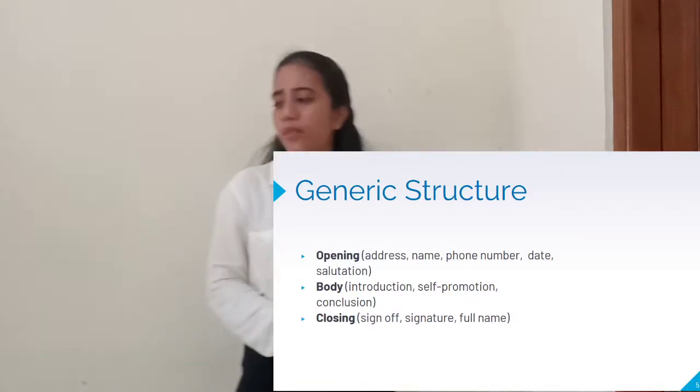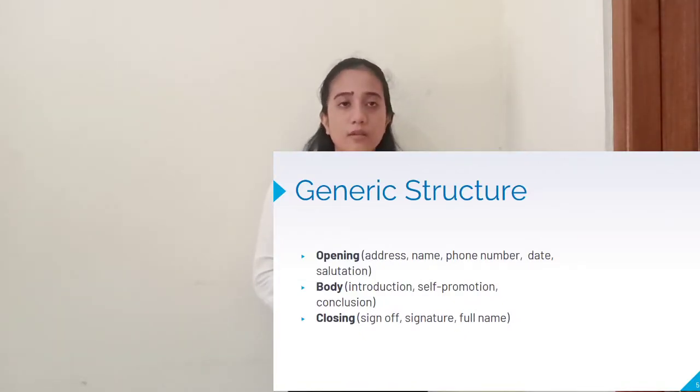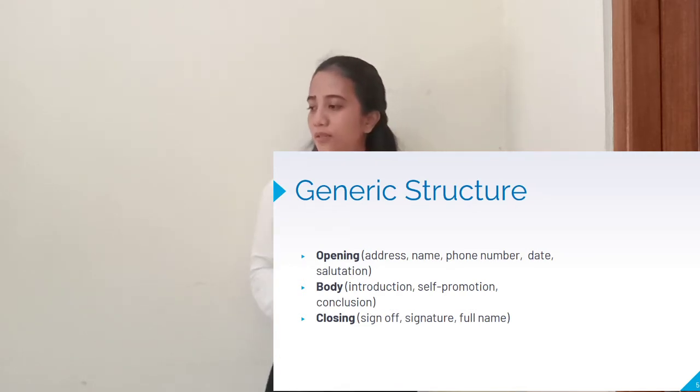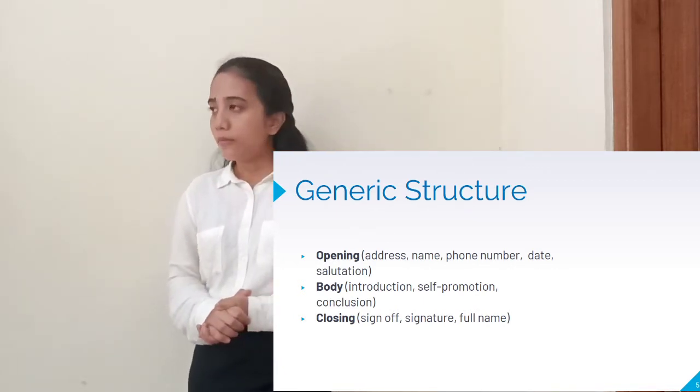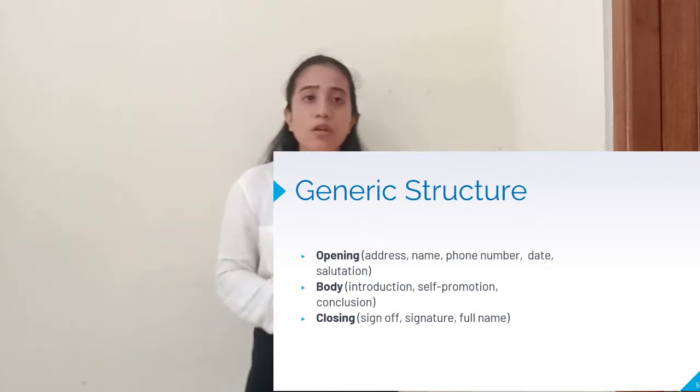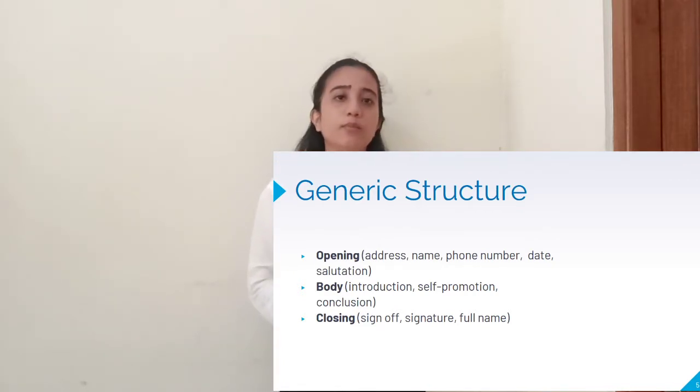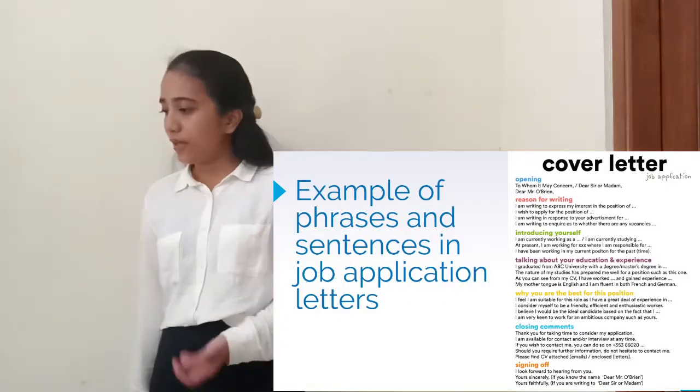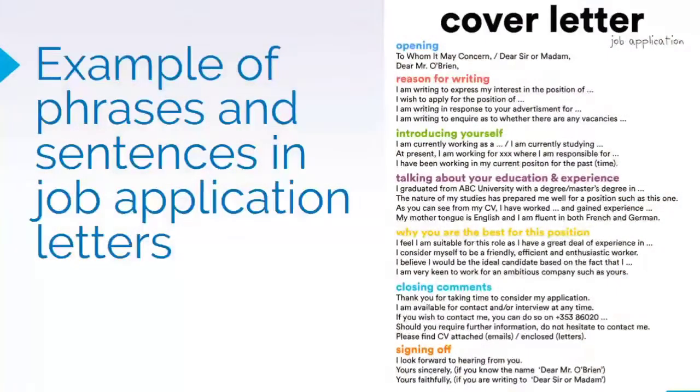And then there are three main parts in a job application letter, or we could say the generic structure of a job application letter is first opening, second body, and third closing. Let's see the example. The language used in a cover letter or job application letter is the formal one. We should use formal language.